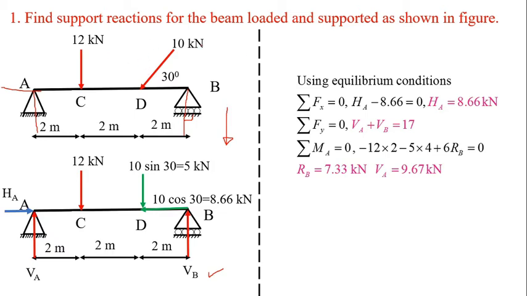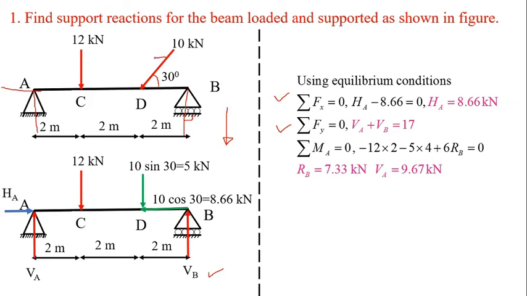Now, while solving problems on beams, we will be using the conditions of equilibrium, summation Fx is equal to 0 and Fy is equal to 0. First, we should resolve all the inclined forces. So, the 12 kilonewton is a vertical force, let it be as it is. The second force, 10 kilonewton, is an inclined force. So, resolve this force into its components: 10 into cos of 30, 10 into sin of 30. So, x component and y component.